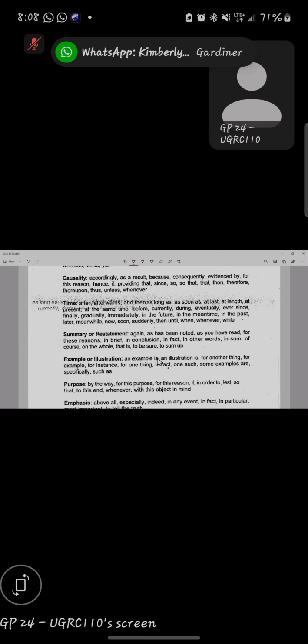Example, illustration. We've been using that a lot. An example is, an illustration is for another thing. For example, in terms of frequency, this is used a lot. For instance, and for example, they are used a lot to express the concept or the semantic implication of example or illustration. Regarding purpose, you have by the way, for this purpose, for this reason, and so on and so forth.